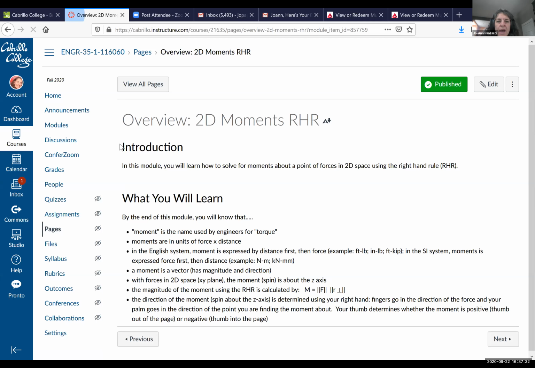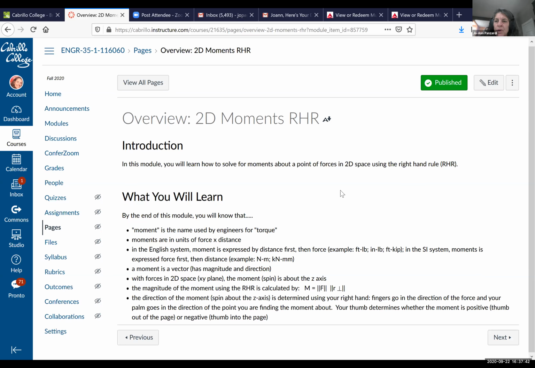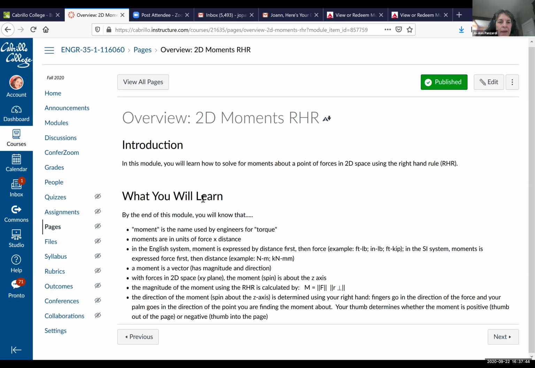It always has a heading of an introduction and a heading of what you will learn. So in this module, you'll learn how to solve for moments about a point due to forces in 2D space using the right-hand rule. Okay, and then by the end of this module, you will know that. So here's some introductory stuff for moments. One, engineers use the word moment where physicists use the word torque. So from now on, we're using moment.